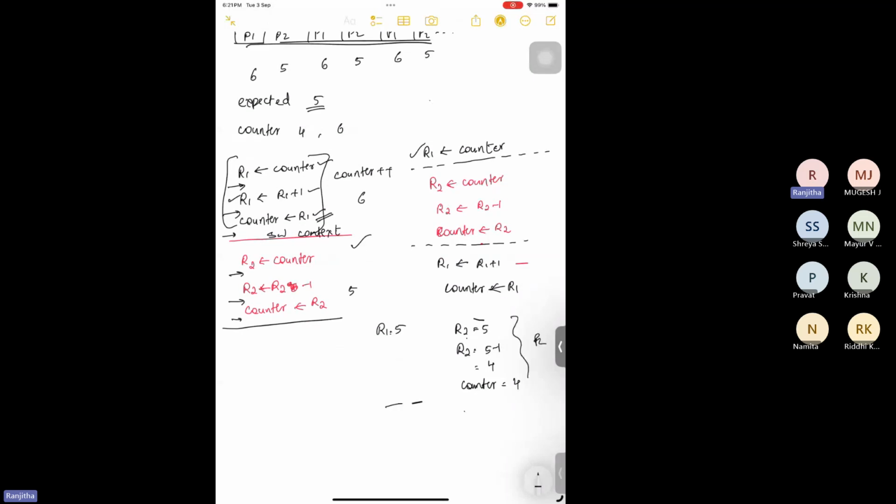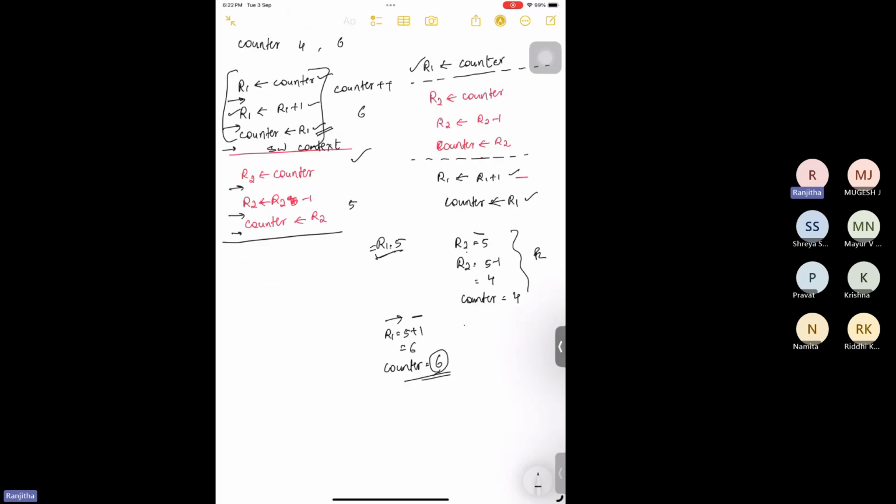Now P1 will come back here. R1 was 5. After the context switch, these register values will be restored. So now R1 will have 5. Now R1 equal to R1 plus 1 will be executed. So R1 equal to 5 plus 1, which is equal to 6. And into counter, we will copy this R1 value, which is 6. So we got the final output of counter as 6. So when the context switch happens at different points in the instructions, we are getting different values, correct?